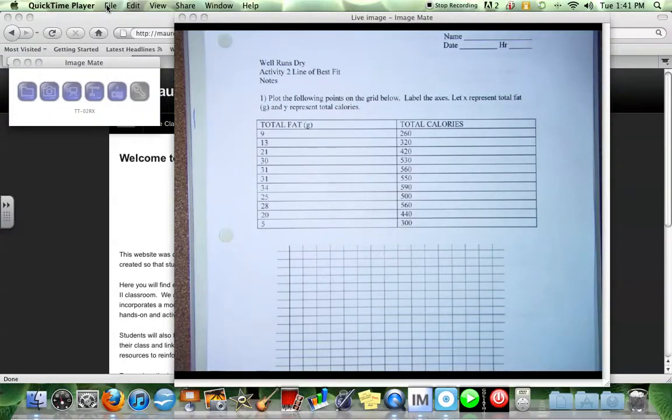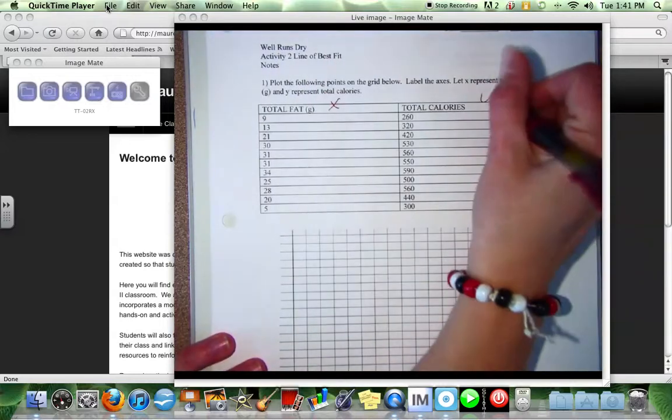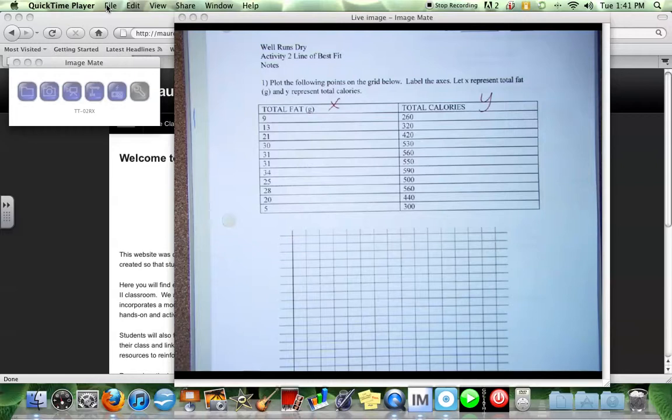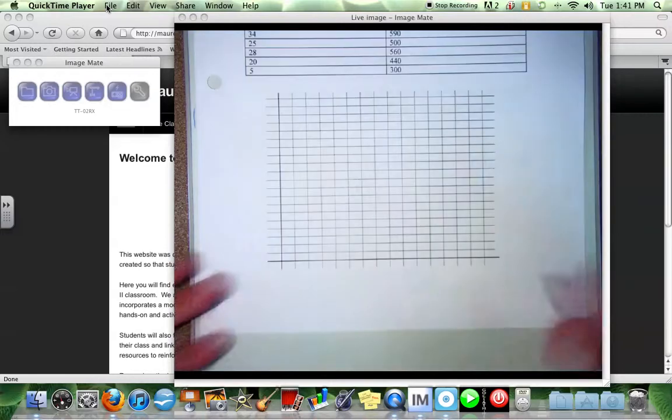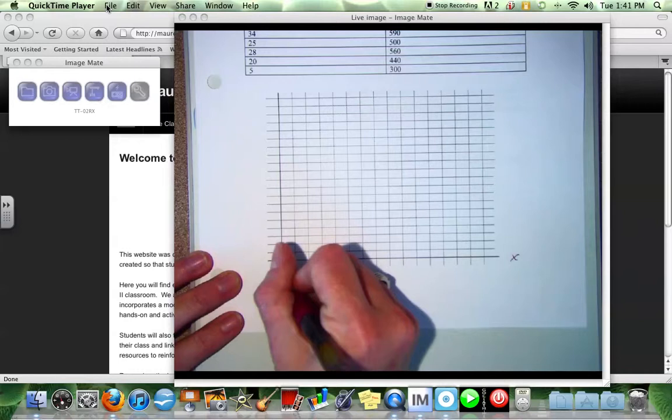Number 1 says plot the following points on the grid below. Label the axes. Let X represent total fat in grams and Y represent the total calories. So total fat is going to be on the X, total calories on the Y. What do we need to go up to on the X-axis? 20, 31, 34. All right, so let's go by 5s.